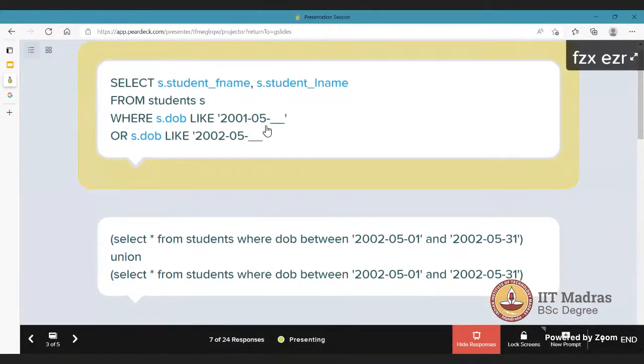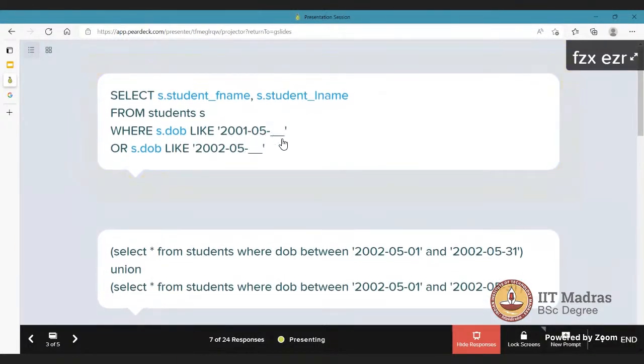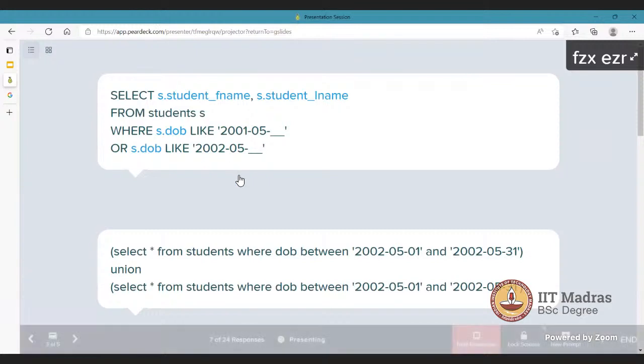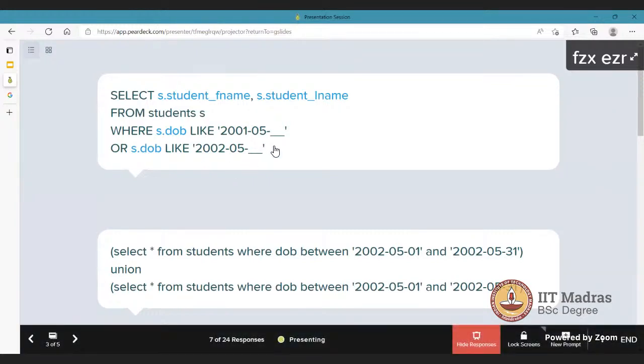What happened in this? Why is there this dash? Anybody who has written this query, can you please unmute? Ma'am, the date format is saved as YYYY dash MM dash DD. So I was considering if it is like in May of 2001, DD can be anything, and even for 2002 May, DD can be anything. I also did the same thing when I started, but it shows an error.